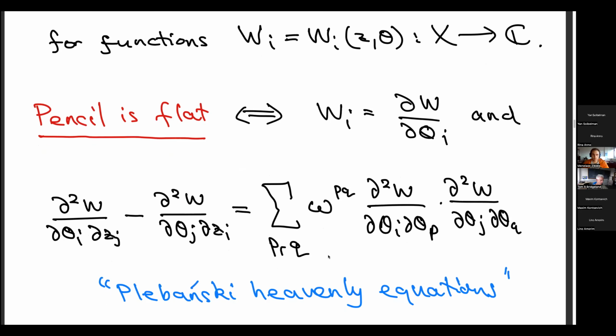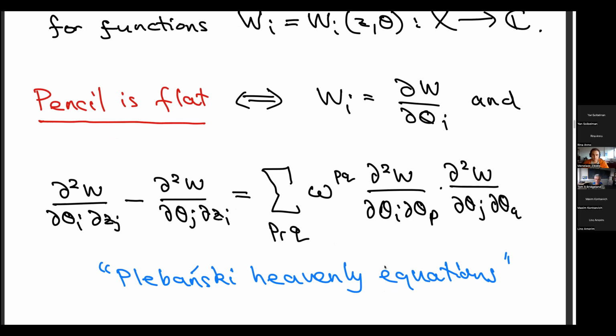These have been well known since the 1970s. They are called Plebansky's heavenly equations, which is a nice name. I should say that I wrote down these things based on analogies with Frobenius manifolds and so on. And then it was Ian Strachan and Glasgow who pointed out that these equations already existed in the literature, and that was extremely helpful. So how did they appear in this Plebansky story?